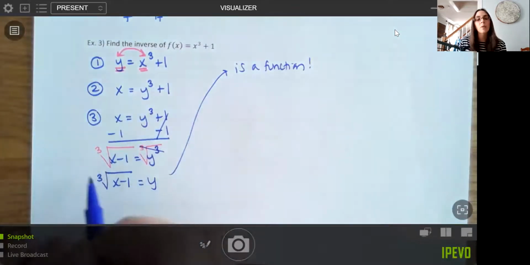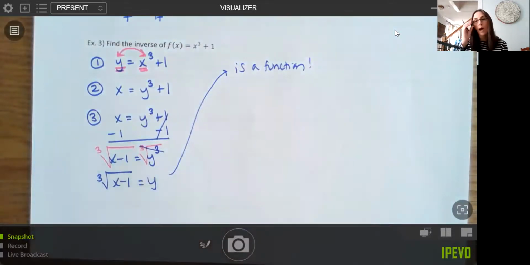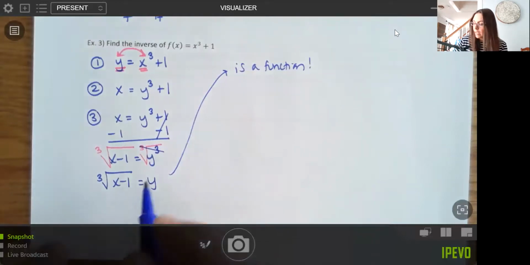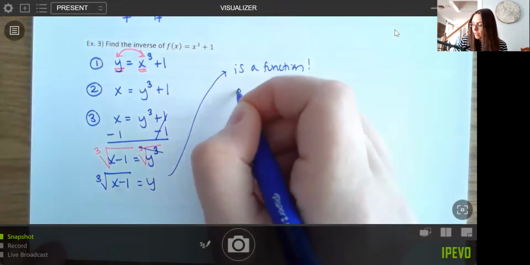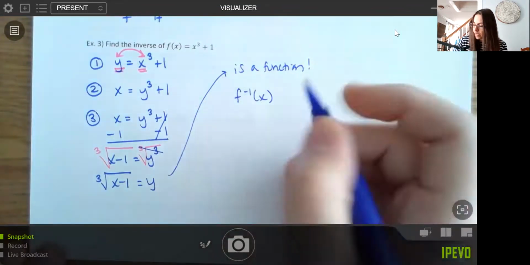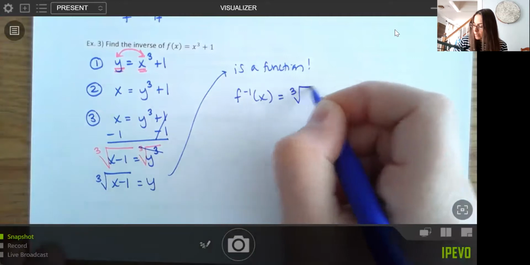So when we're taking roots, remember that if it's an odd power, like a cube root or a 5th root or a 7th root, we don't need to do any plus or minus there. If you are taking a square root or a 4th root or a 6th root, then remember we have that plus or minus piece that we have to add in. So we learned about this a few units ago or a few sections ago. But with cubes, there's no issue there. So this is a function, and we're going to get f inverse of x then is equal to the cube root of x minus 1.